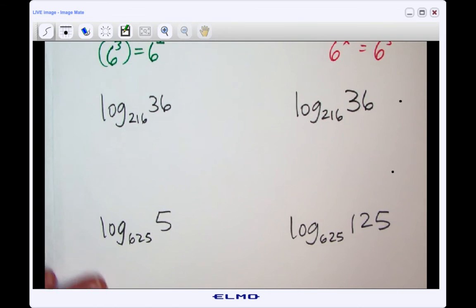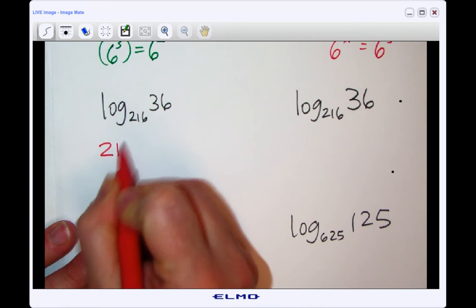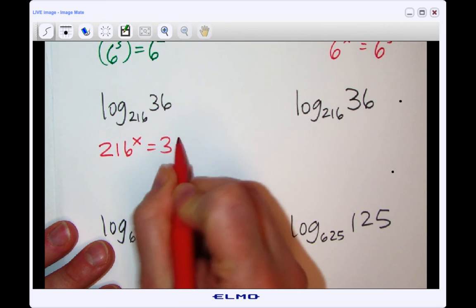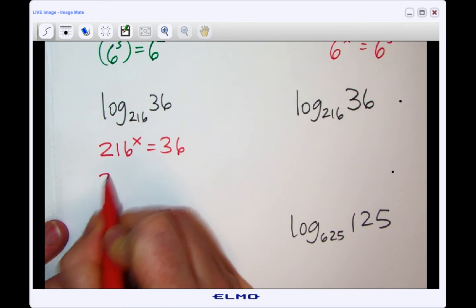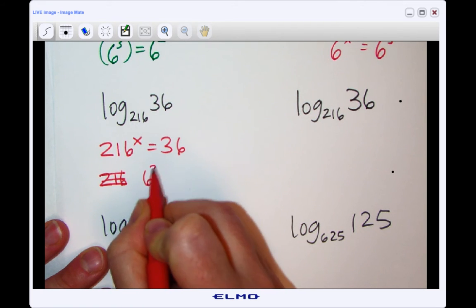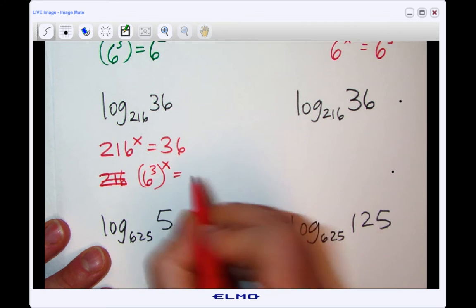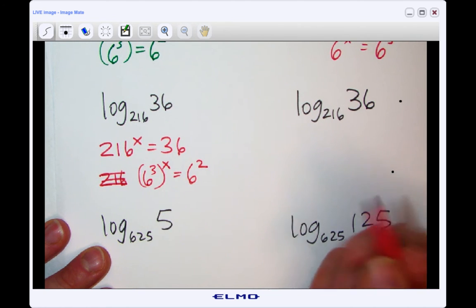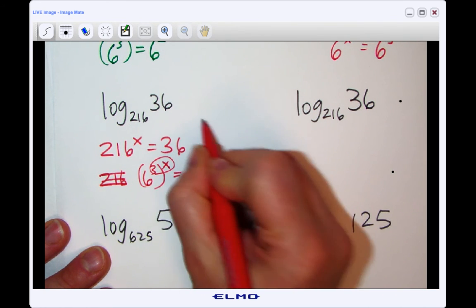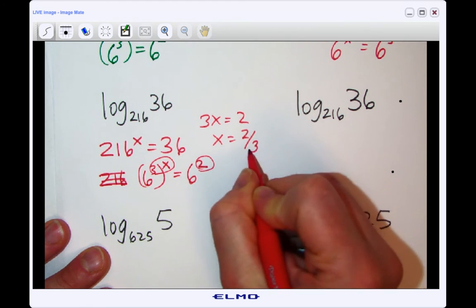All right, here we go again. Ready? We're going to use our famous 216 again. So 216 to the x has to come out to be a 36 this time, which means 216, well, I guess let's change it to 6, right? 6 to the 3rd to the x, because we know that's where we're headed with this, right? Because we've seen them already. 6 squared, that means 3x has to equal 2, so x has to equal 2/3.